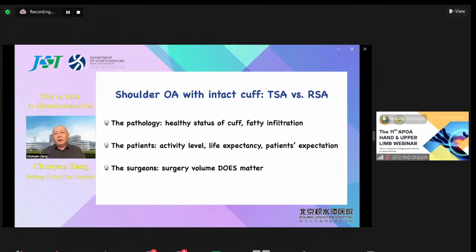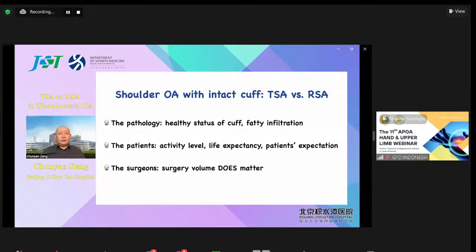in your decision making. And second, you should evaluate the patient: the patient's activity level, the life expectancy, and patient expectation also. So for those very senior patients, they have very little demand for sports or any heavy labor. They just want daily work, and they want this surgery to be the last surgery on their shoulders, and they do not want any chance for revision. So even though they have similar effect with total and reverse, maybe you can choose reverse over total for a lower complication rate or whatever. So the patient characteristics should also be taken into consideration.